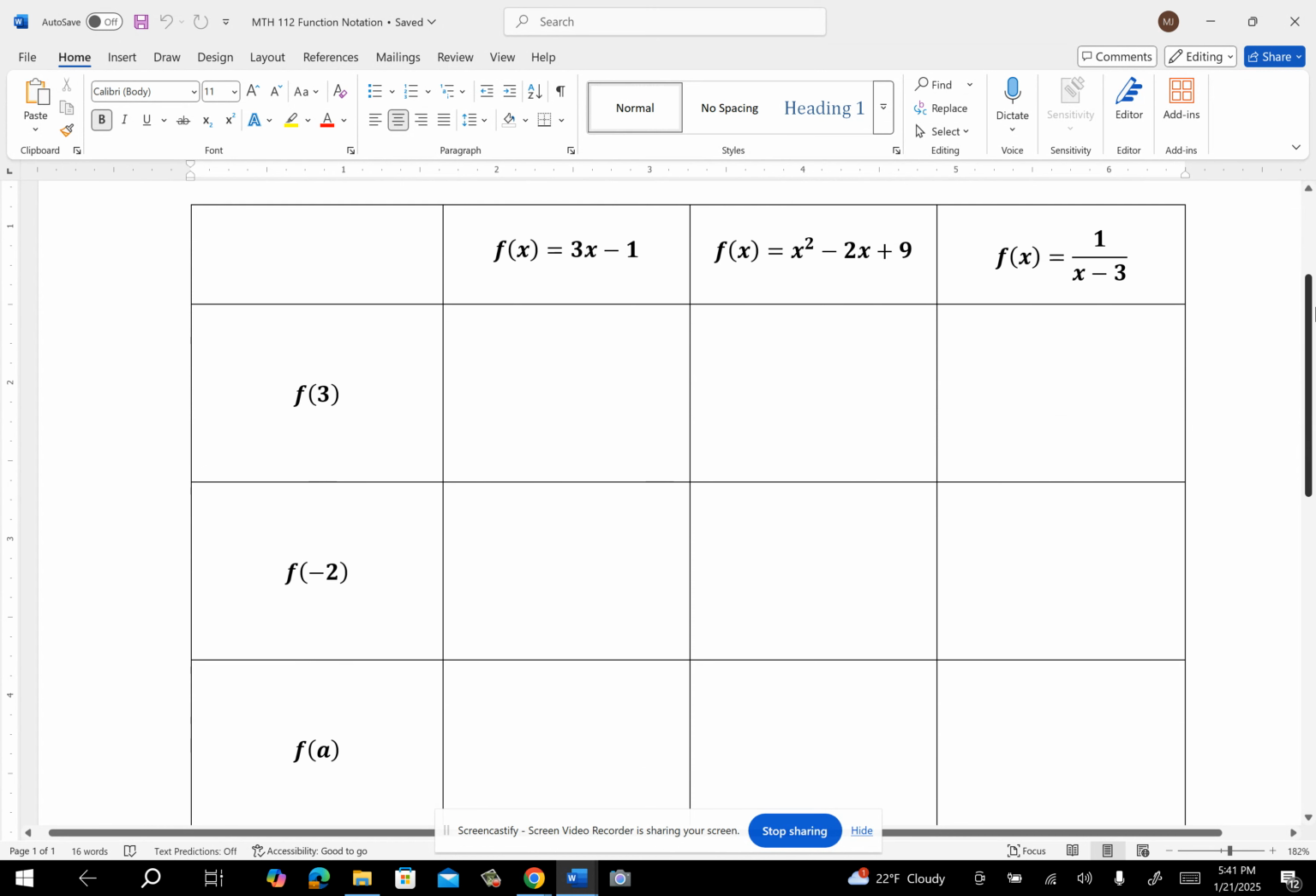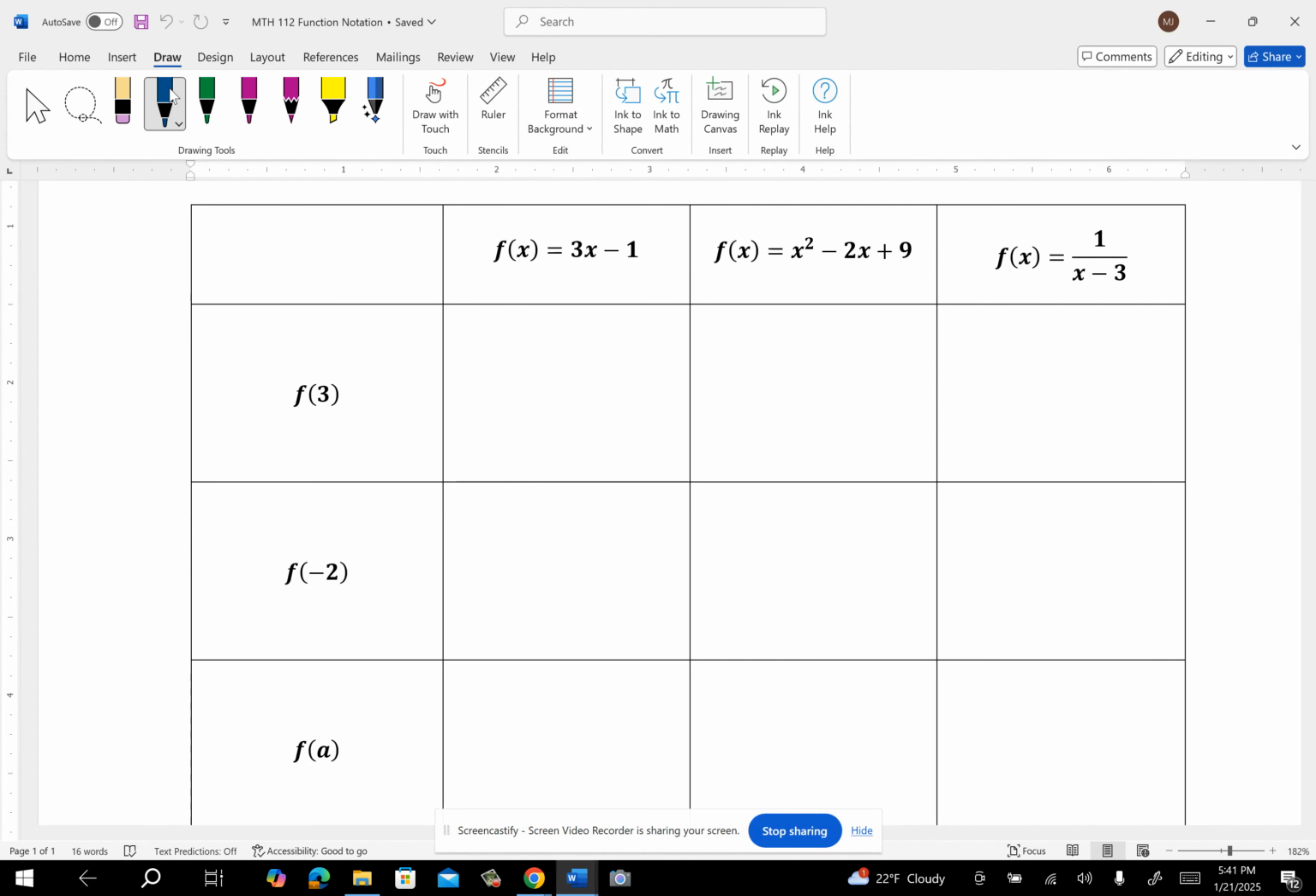Let's start with just f of x equals 3x minus 1. So we're given the rule and we're asked some questions about it. Okay, so let me go ahead and work through these with you. If you have a printer, it would help if you would print this and then you could fill it in as we go. If not, just do it on paper.